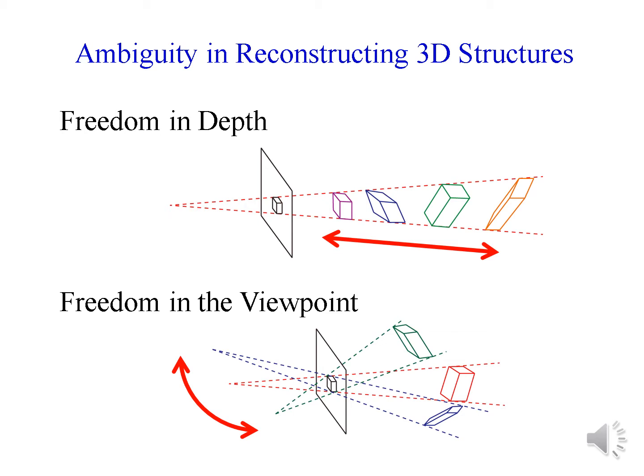The second freedom is a choice of the viewpoint. When we change the viewpoint from which we see the picture, the set of possible 3D shapes also changes. These two types of freedom are main sources of 3D optical illusions.